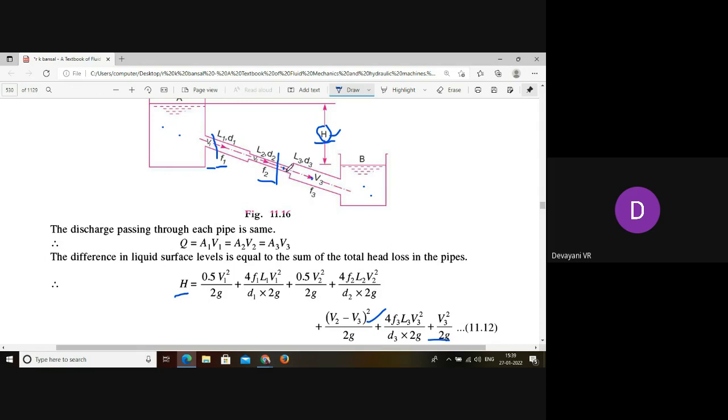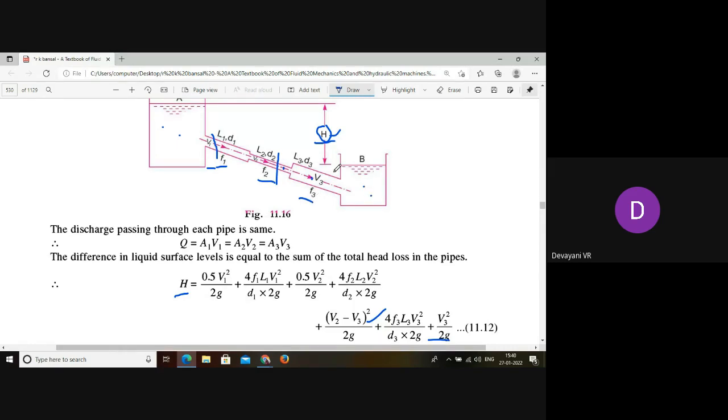Plus, coming to the third pipe, here the third pipe is suddenly enlarged from D2 to D3. So the velocities are V2 and V3. The head loss due to sudden enlargement will be V2 minus V3 whole square by 2g. Plus here also the friction is acting, that is f3, so due to that friction we can calculate the head loss due to friction, that is 4f3 L3 V3 square by 2g D3.